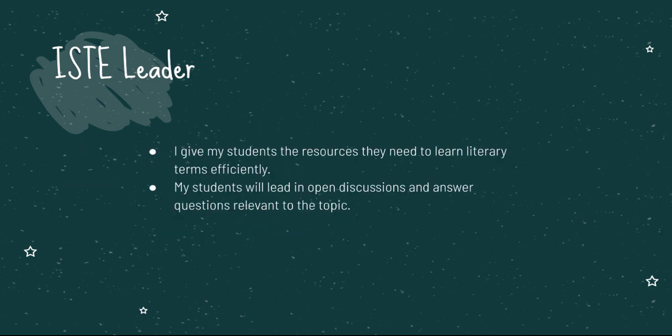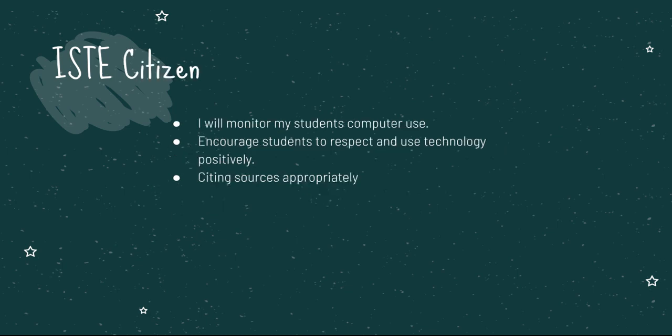ISTE leader: I will get my students the resources they need to learn literary terms effectively or efficiently, and my students will lead in open discussions and answer questions relevant to the topic. So, say for instance, they're learning the literary elements, but they need examples. So I can give them examples of what the climax is, what the rising action is when reading a story, and they will be able to identify that.